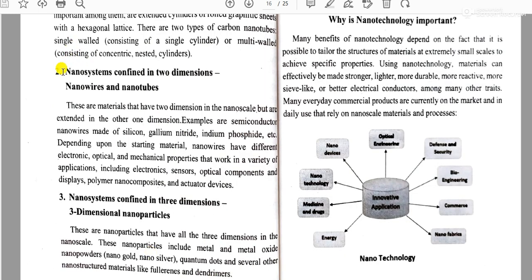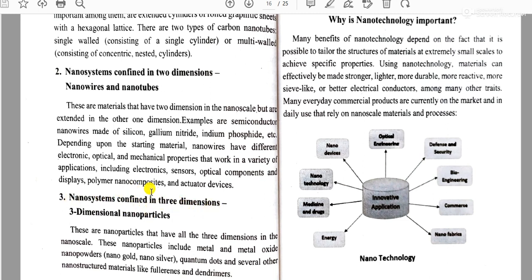And in the second classification it is written that nanosystems confined in two dimensions. So in this case two dimensions are confined in the nanoscale, but they are extended along one direction. Typical examples are nanowires, carbon nanotubes, etc. So this is actually an example for one-dimensional nanoparticles.